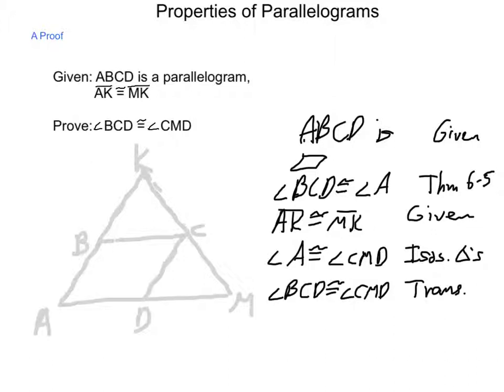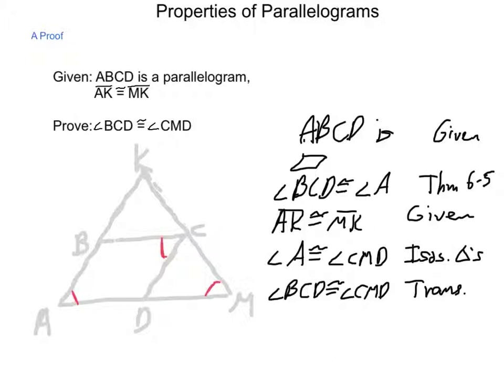Since both of them are congruent to angle A, they must be congruent to each other. So using our properties, our new theorems here, and a couple that we've pulled from previous lessons that have been studied, we were able to prove that angle BCD, angle A, and angle CMD were all congruent to each other.